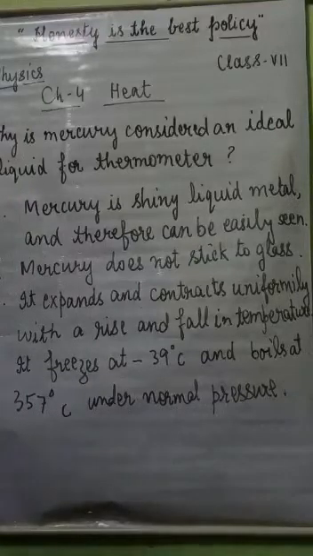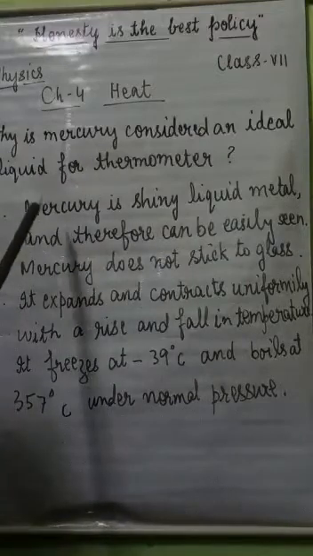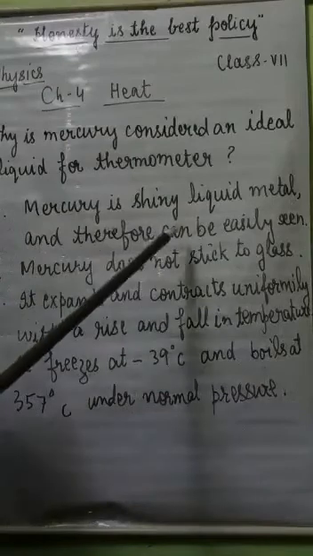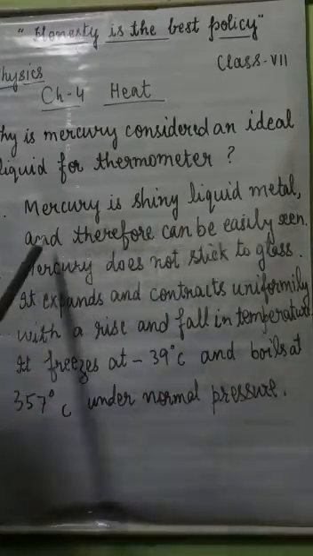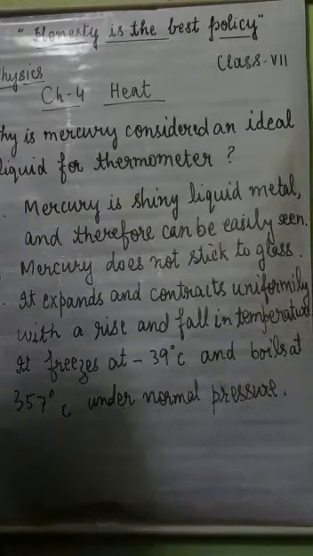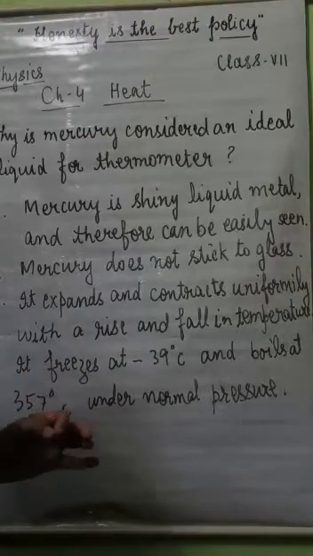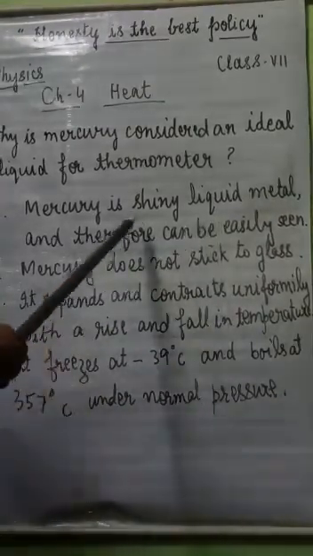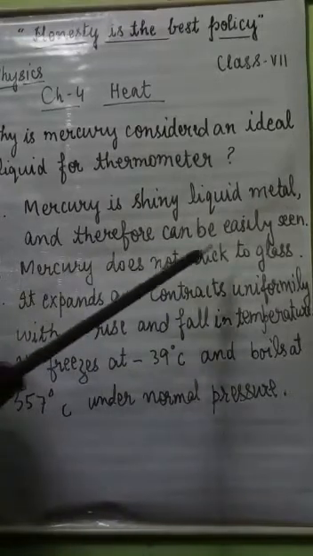Mercury has many properties due to which it is used in thermometer. First property is that mercury is a shiny liquid metal and therefore can be easily seen. Students, all metals are in solid state, but mercury is a metal which is in liquid state and it is shiny, so it can be easily seen.